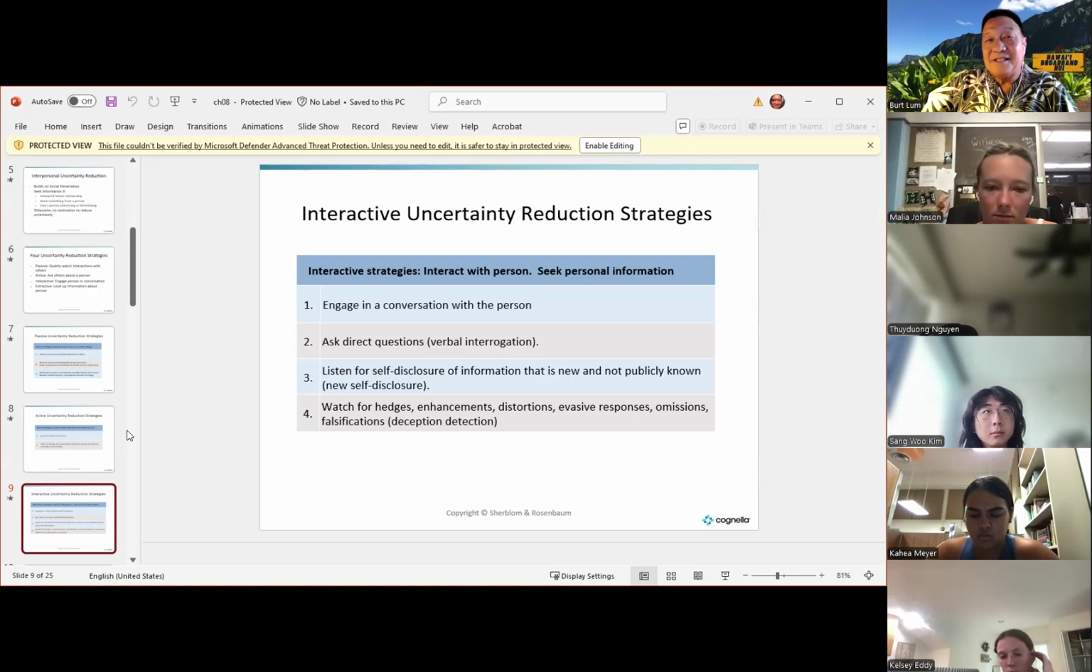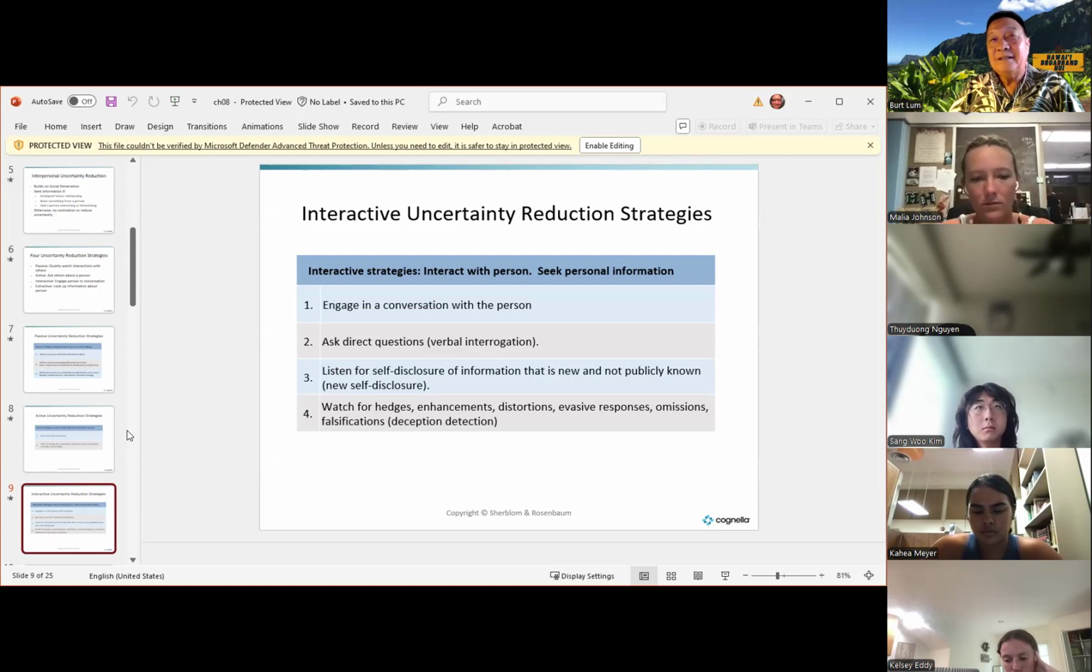Then there's omissions and falsifications. So these are just, are you aware enough of those kinds of potential responses and indications that may perhaps be indications of moving on to something else.